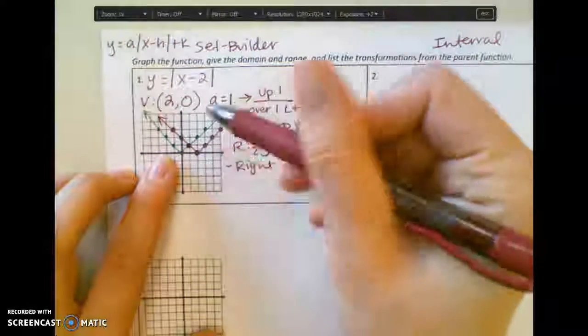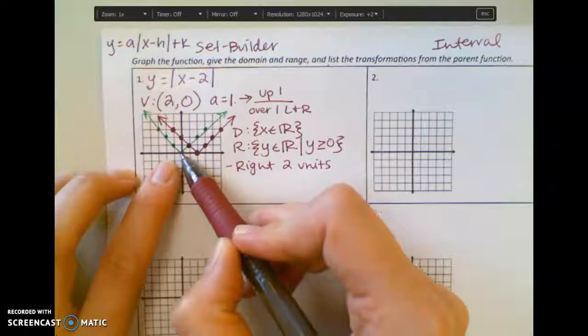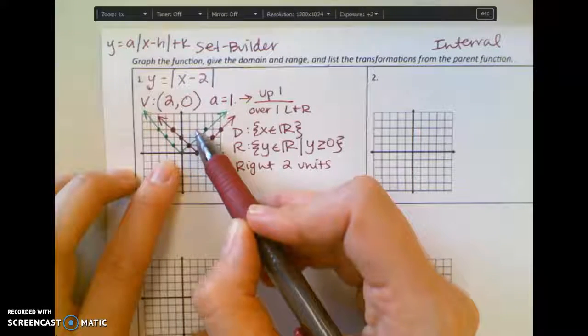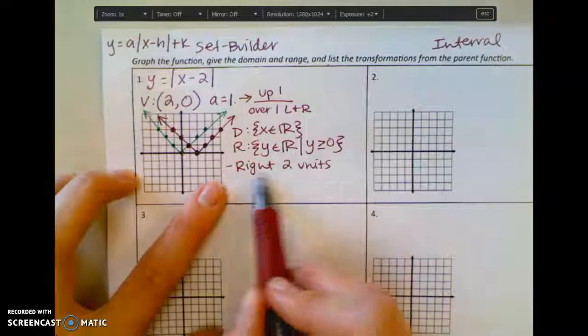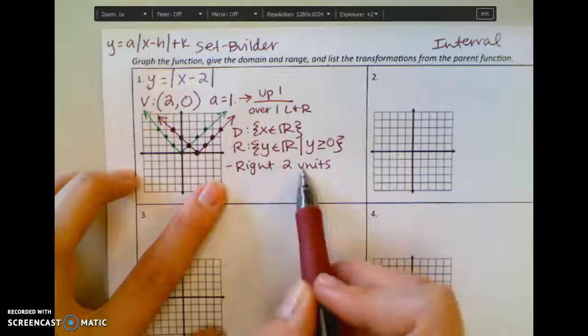Did we take it up or down any? We started here, and all we did was move it right. We didn't go up, we didn't go down. So this is actually our only transformation, right 2 units.